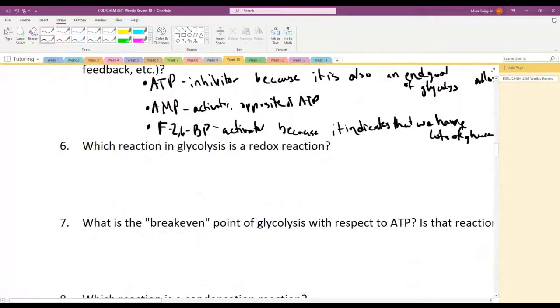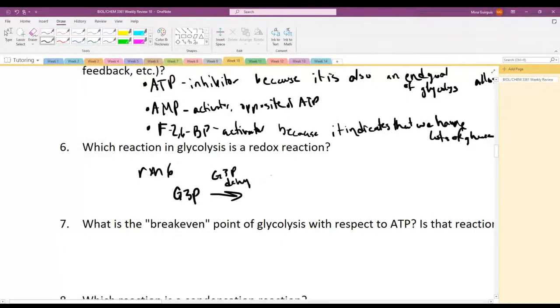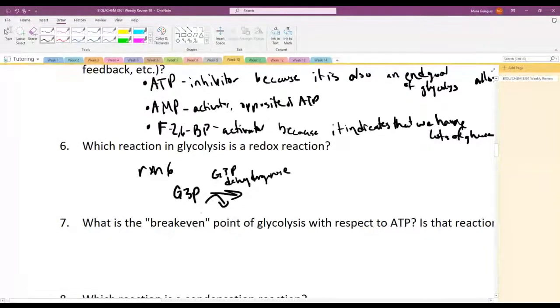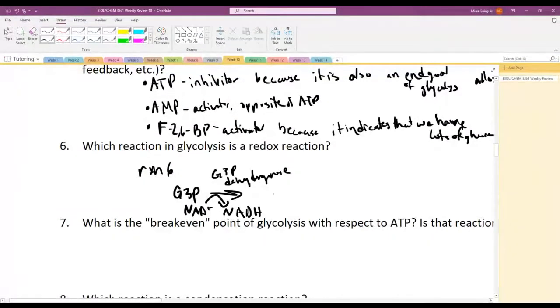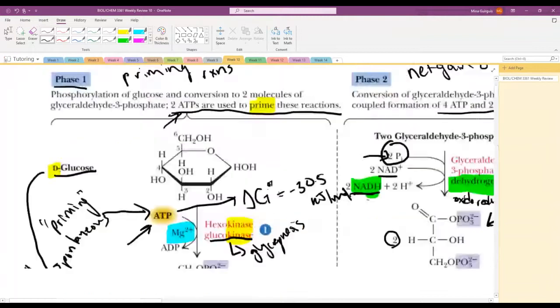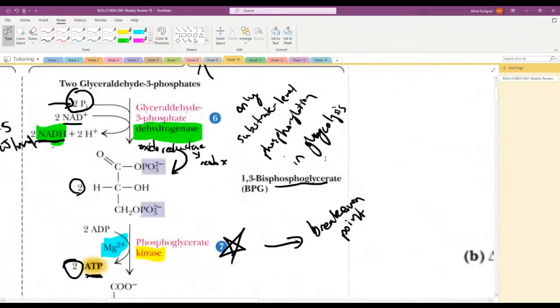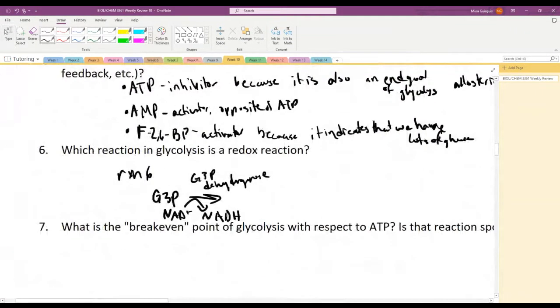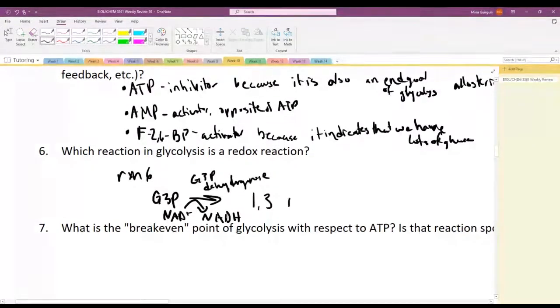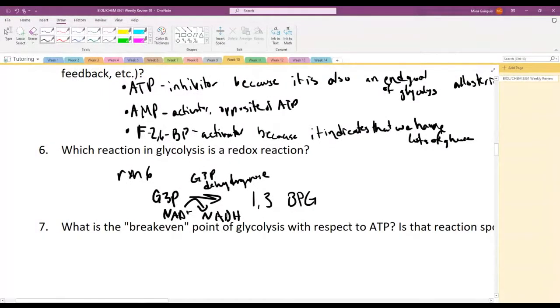So to answer this question, it is reaction 6 of G3P, glyceraldehyde 3-phosphate, using G3P dehydrogenase and NAD plus to NADH, and it gives us, sorry, I don't remember. Apologize, there's a lot of substrates. 1,3-BPG, okay. There we are. Okay. All right.